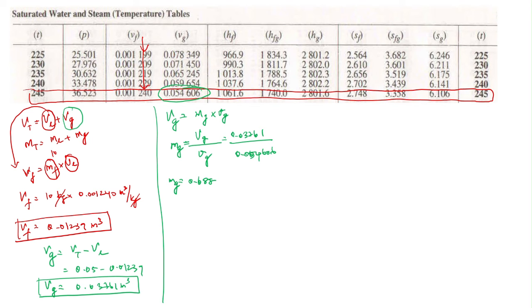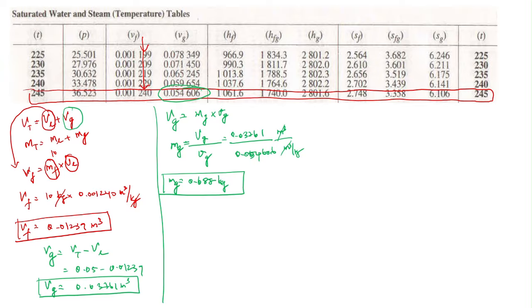This is the mass of steam. The unit is kilogram because the volume is in meter cube and the specific volume is meter cube divided by kilogram. So meter cube is getting cancelled. Finally, you are getting the mass of g is equal to 0.688 kilogram.